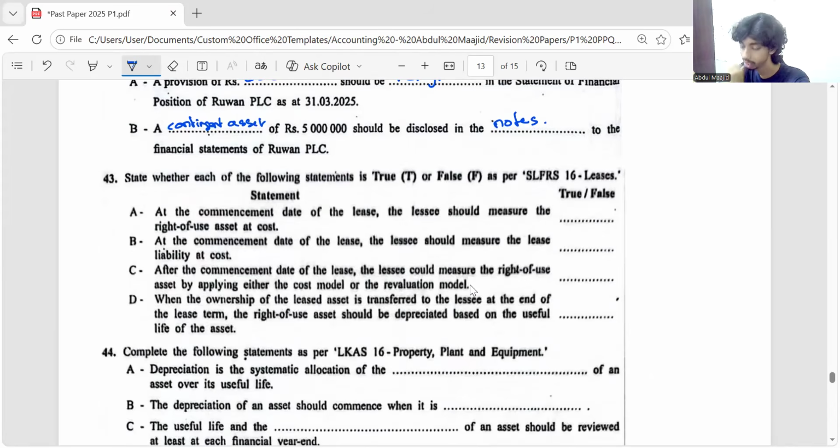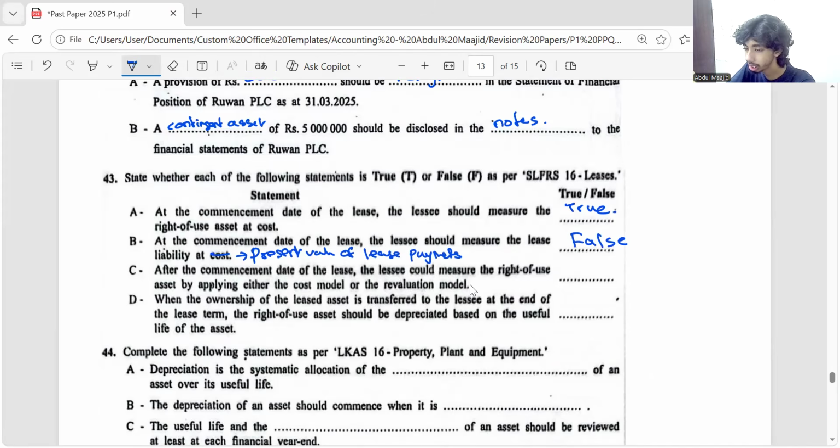State whether each of the following statements is true or false as per SLFRS 16. At the commencement date of the lease, the lessee should measure the right of use asset at cost. True. The right of use asset value should be measured at the cost of it. B. At the commencement date of the lease, lessee should measure the lease liability at cost. No. Lease liability should be measured at the present value of the lease payment. The present value of your lease installment. This is false.